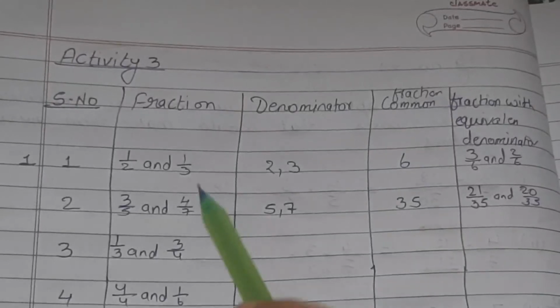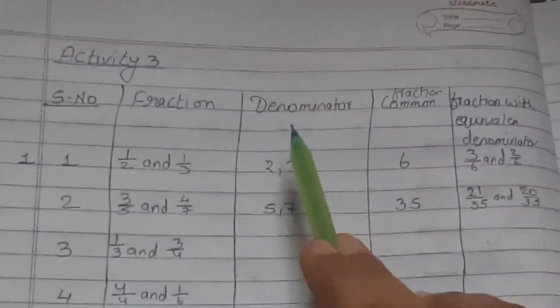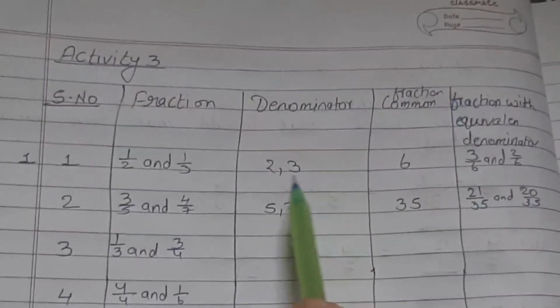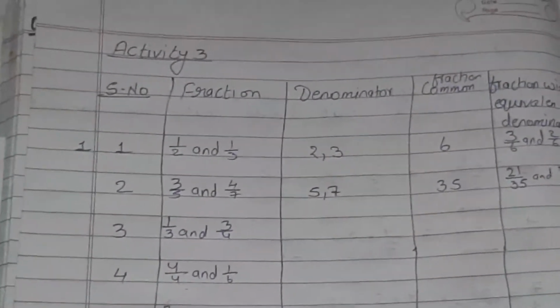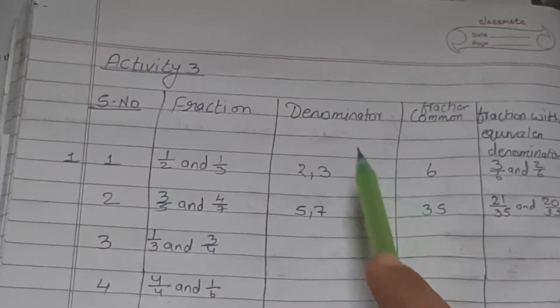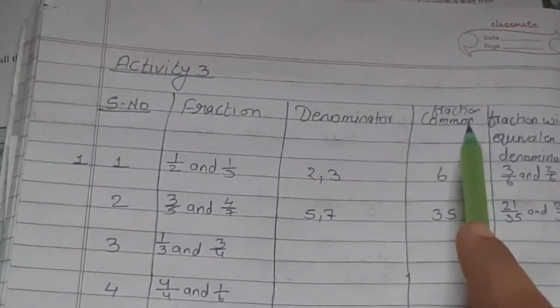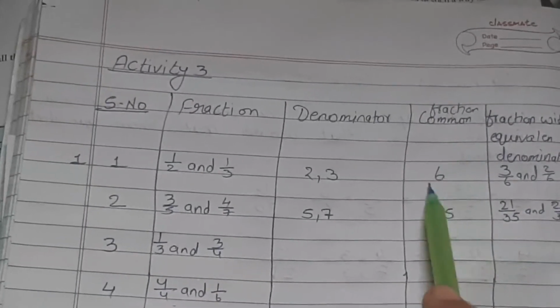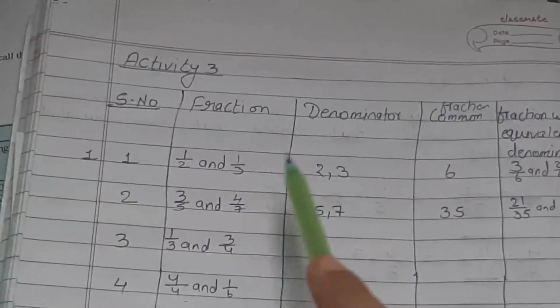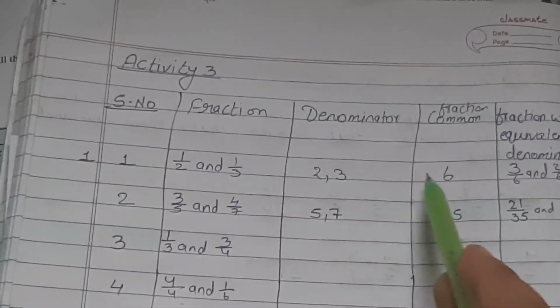The next you can see, activity number 3. Activity 3 is there in your book. That also I am showing how to do. This also you have to do in your notebook. So you can see here 1 by 2 and 1 by 3 is given. Firstly we have to write down the denominators in the first box. Then we have to take out the common denominator. How are we taking it? We will take out the LCM, and here only 2 numbers are there, so no need to take out the LCM. 2 times 3 is 6.